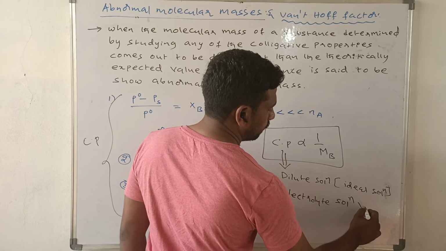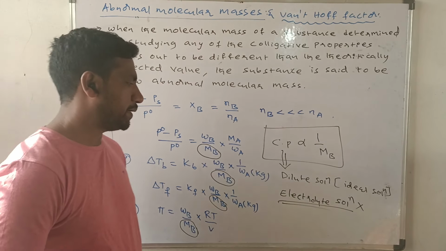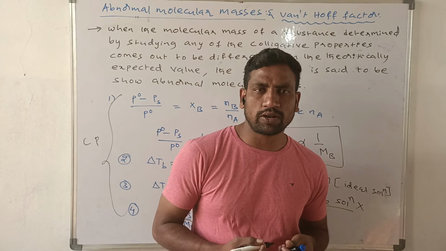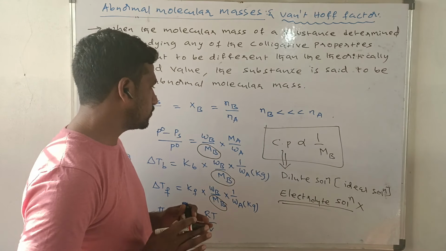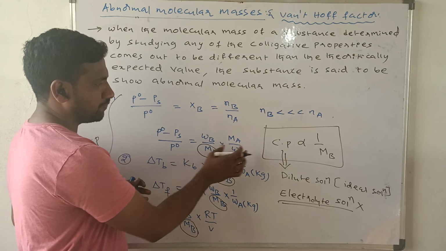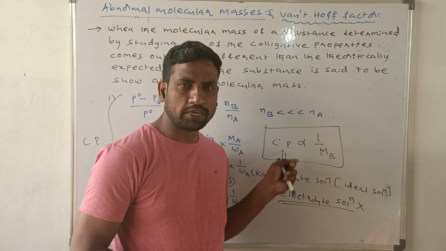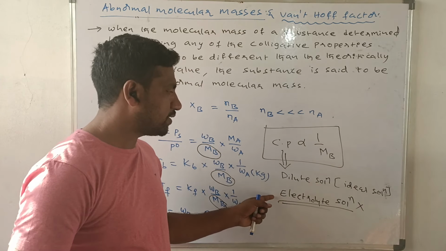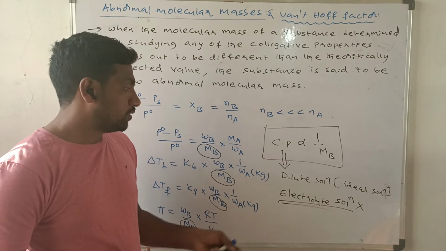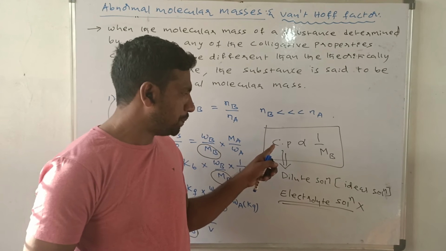So why are they not applicable to electrolyte solutions? What happens when you take electrolyte solutions? Here we have introduced the colligative property formulas, and colligative properties are inversely related to the molecular mass of the solute, and applicable for dilute solutions, but not applicable for electrolyte solutions. Now see why they are not applicable to electrolyte solutions. So keep these points in mind.